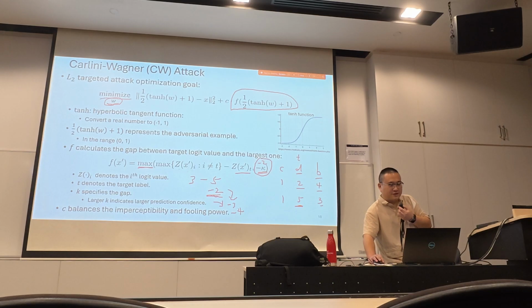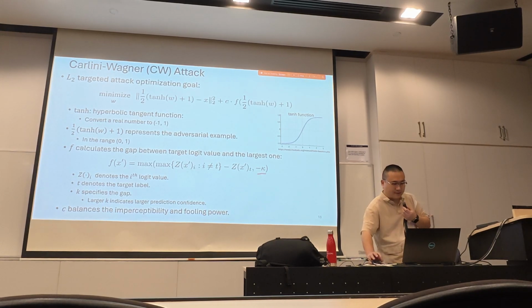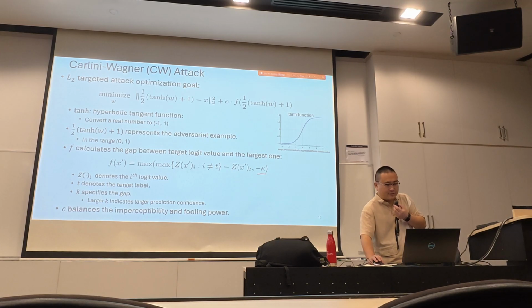So therefore, the optimization is stopped if the gap is larger than the set value. And this is how we can control the gap, by setting the K here. Okay. And then we can see that the first term controls the imperceptibility. We want to minimize the difference between the attack, X prime, and the clean image. And the second term controls the fooling power. And we also use a constant K to control the gap.